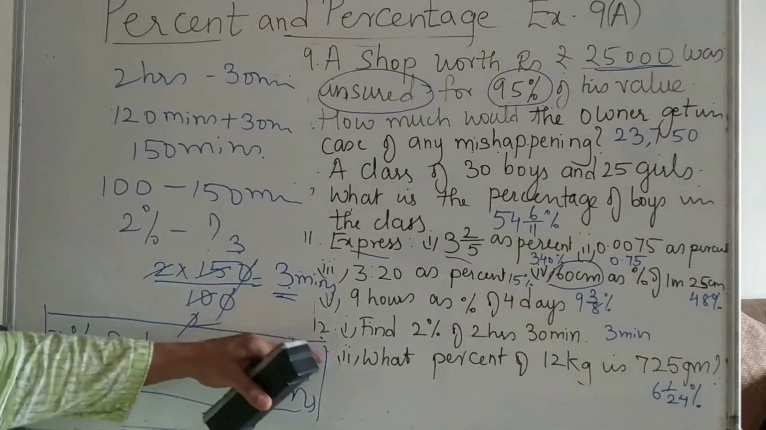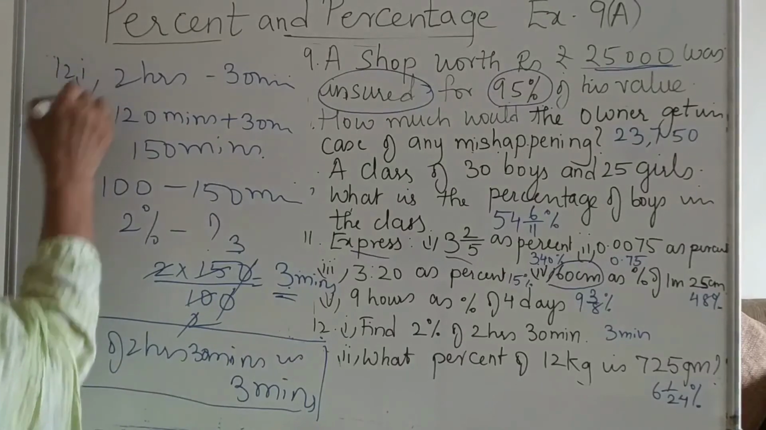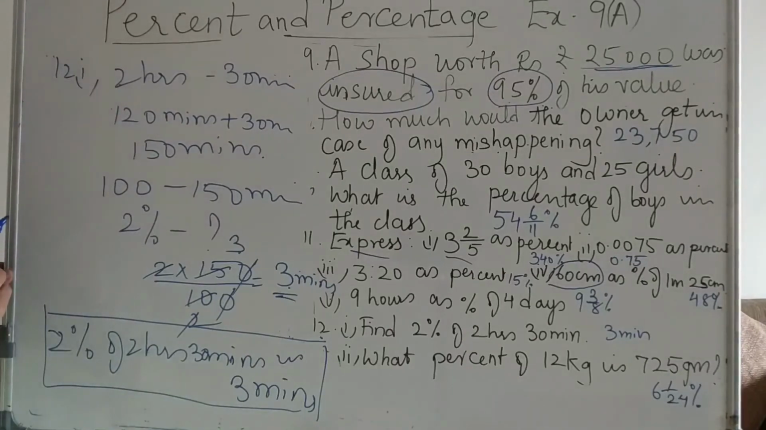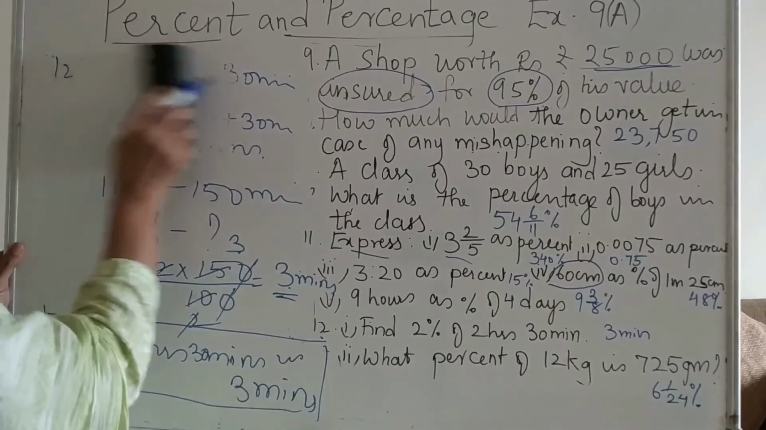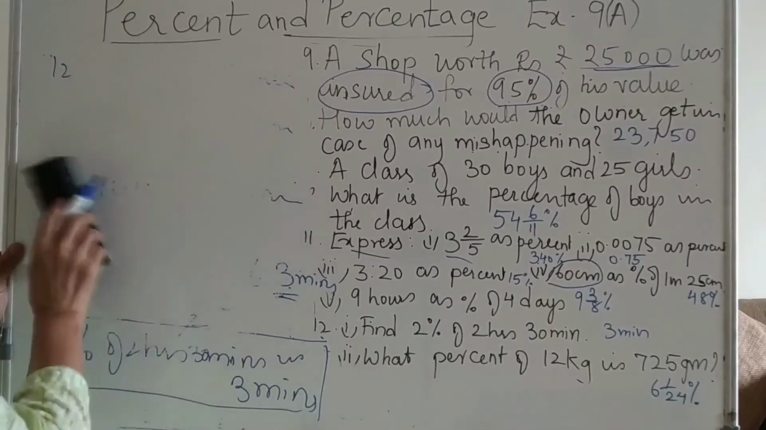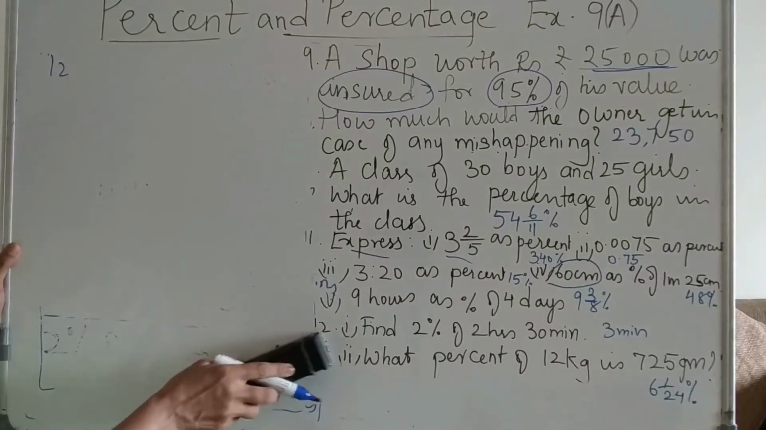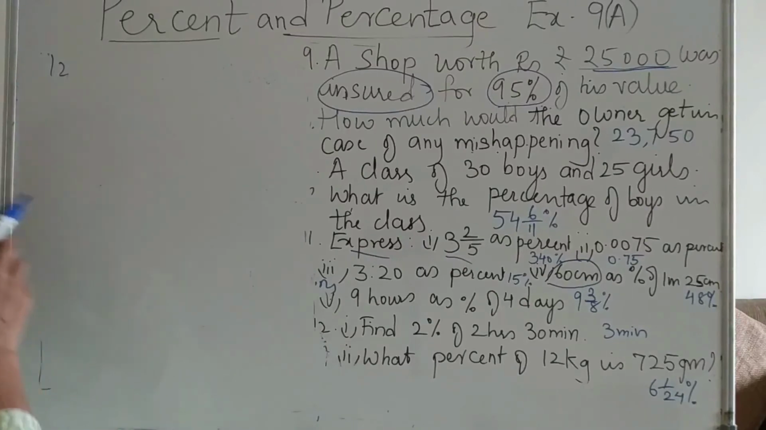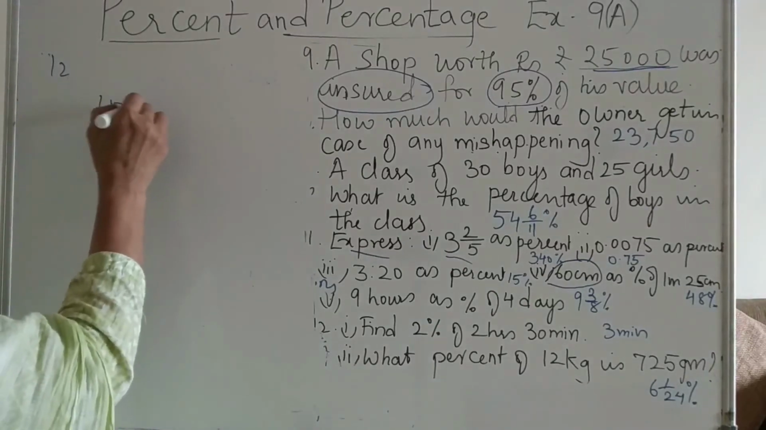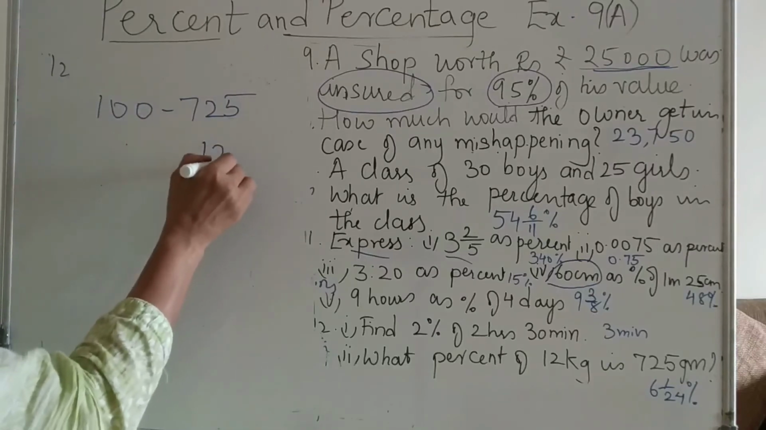Now 12th second. This was 12th first. Now we write as 12th second. What percent of 12 kg is 725? So now what is 100% here? 100% is 12 kg, and you have to find out for 725.